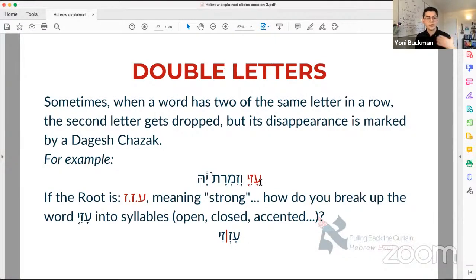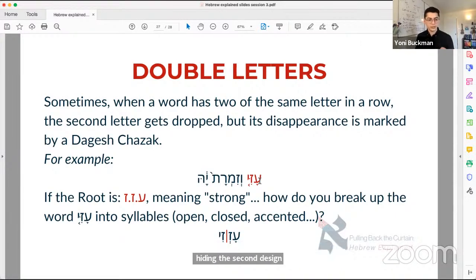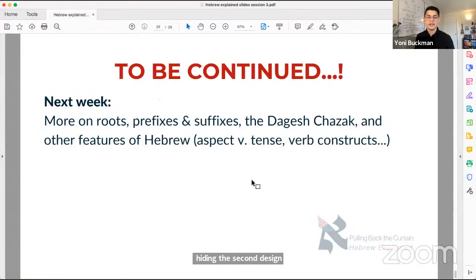Right. So if you were to read Torah and you were to pronounce this word, it's a subtle difference, but instead of just oz, it's oz, right? You hold the zayin a little bit because again, it's hiding that second zayin. So we'll pick this up again next week. We're going to talk more about these roots.